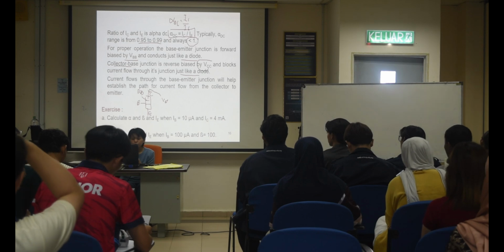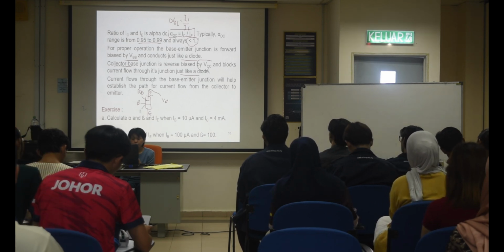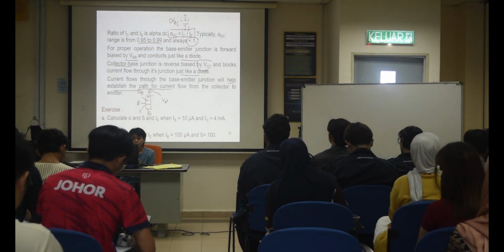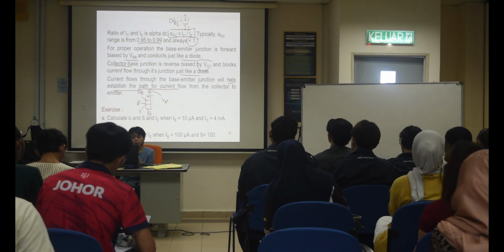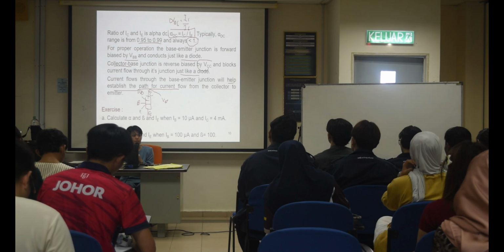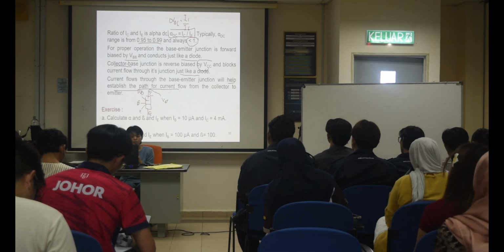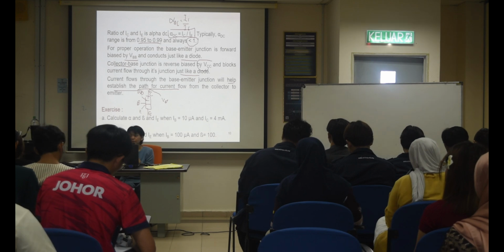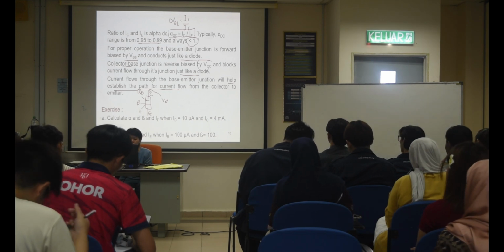When current goes through the emitter, this one is forward bias. It will help to stabilize the current flow from the collector to the emitter. Here is to stabilize, here is to block. CB is to block, BE is to stabilize. Understand? You remember it like that. Okay, now we go to the questions.